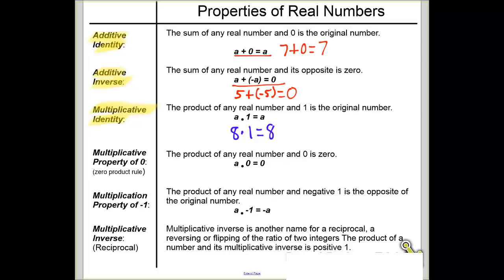Now we have another one called the multiplicative property of 0, or multiplication property of 0, and you'll see I have a little note here. You'll often hear me call this the zero product rule.